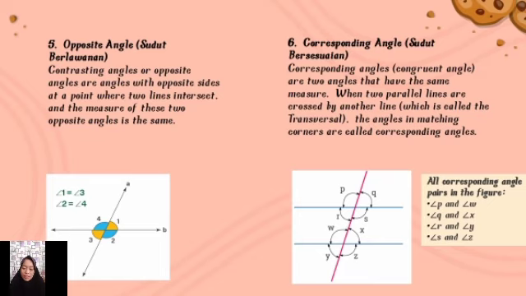Number 5 is opposite angle, or sudut berlawanan in bahasa. Opposite angles are angles on opposite sides at a point where two lines intersect, and the measure of these two opposite angles is the same.